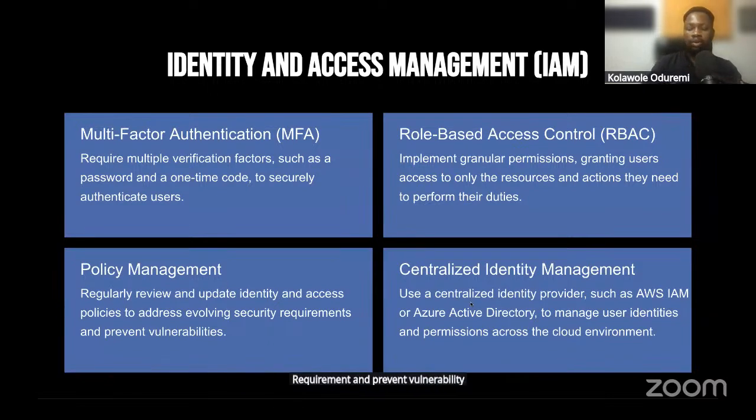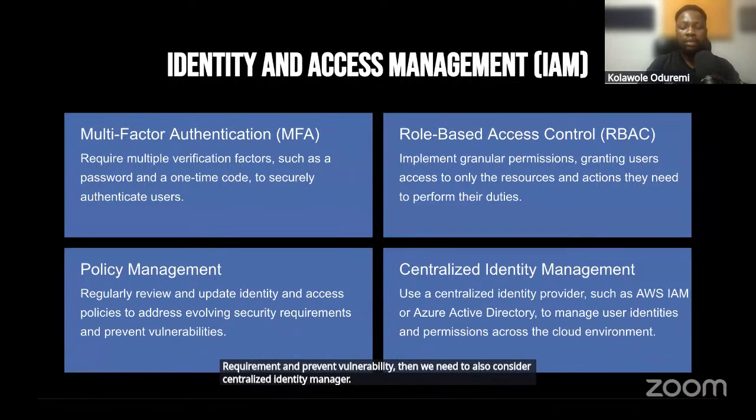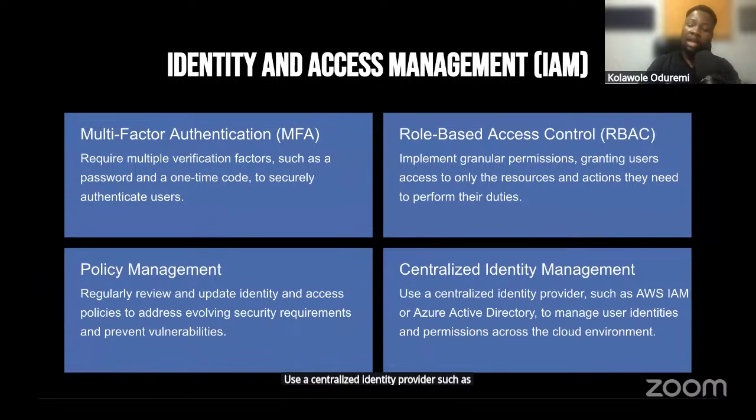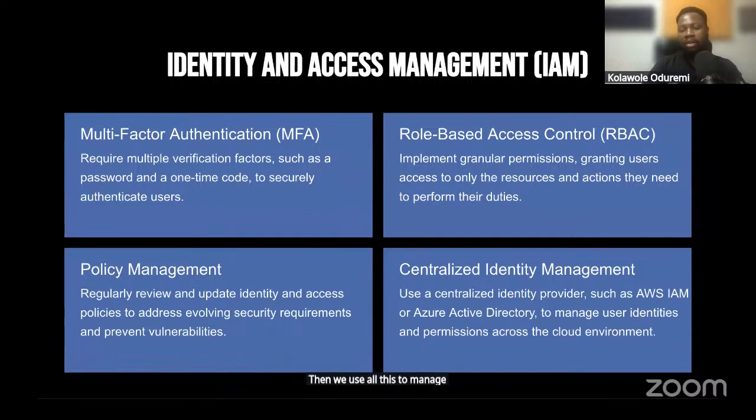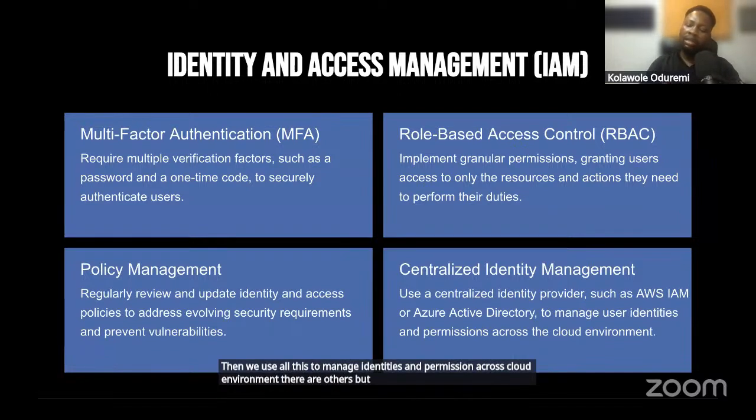Then we need to also consider a centralized identity manager. You use a centralized identity provider such as AWS IAM, if your resources are deployed on AWS, or Azure Active Directory. If you are using Azure for your cloud infrastructure, then we use all this to manage identities and permissions across cloud environments. There are others, but these are just examples of centralized identity management.